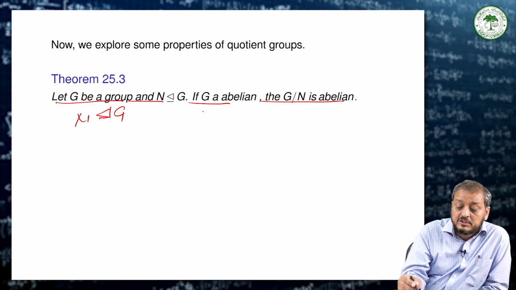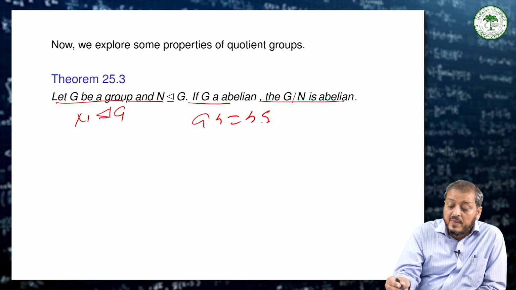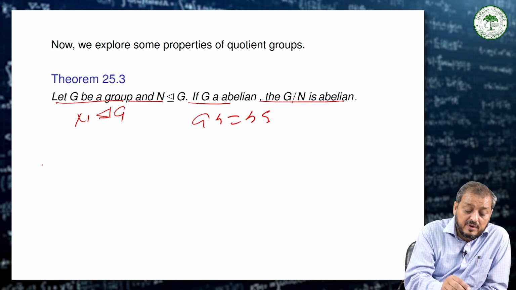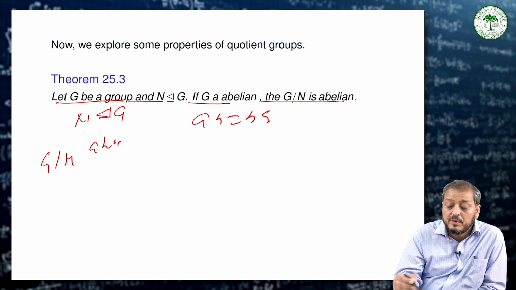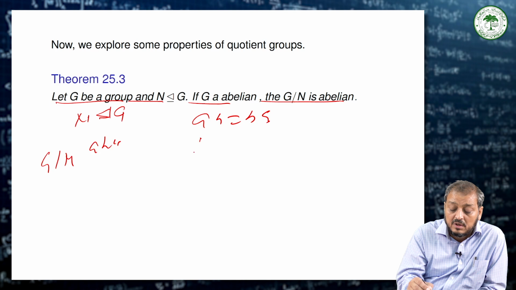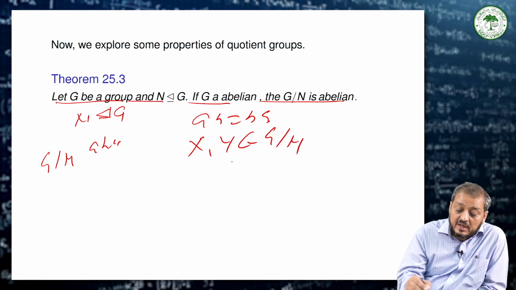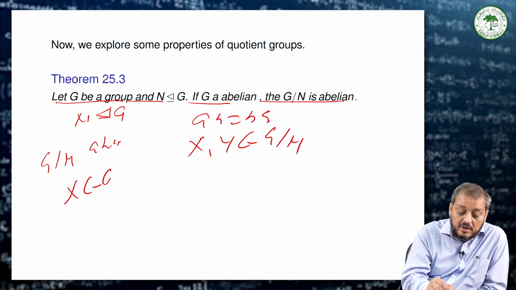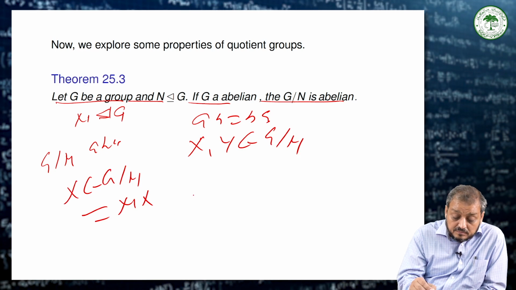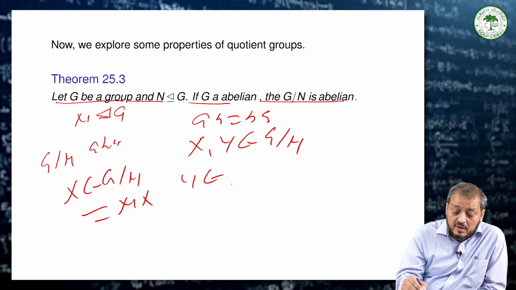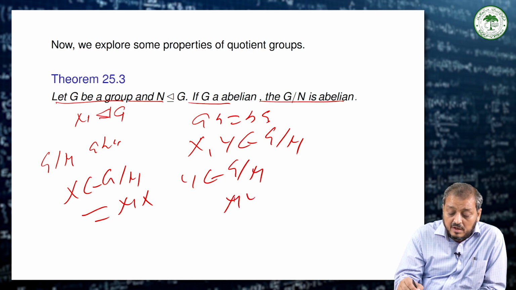If G is abelian, that means ab is equal to ba, which is given. Then we have to show that G by n is abelian. We have to take any two elements of this, suppose x and y are elements of G by n. Then if x is an element of G by n, it can be written as nx, and y can be written as ny.